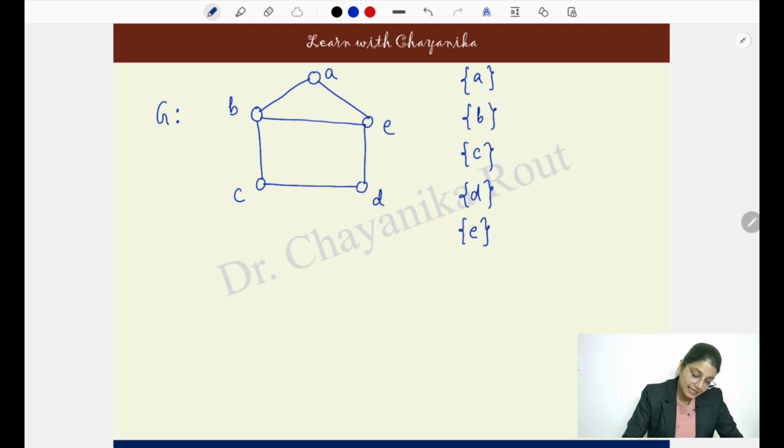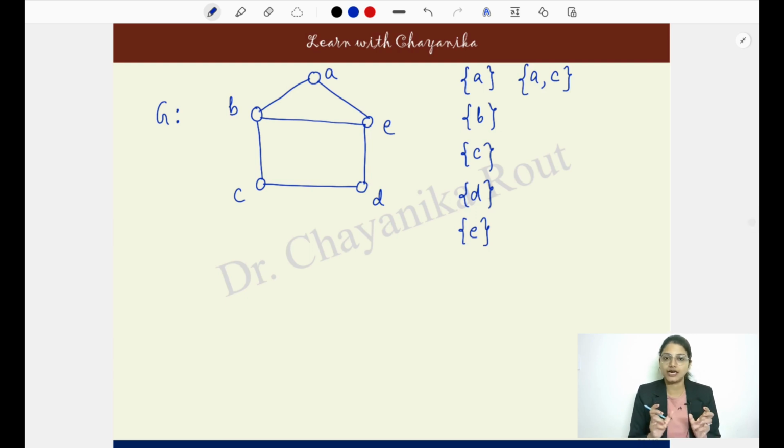So can I extend A to an independent set of larger size? Yes. A can include C. Why? Because in the set AC, the pair of vertices A and C in the graph are non-adjacent. So here we are searching for non-adjacency. Whenever pairs of vertices are mutually non-adjacent, we can put them in an independent set. So AC is an independent set.